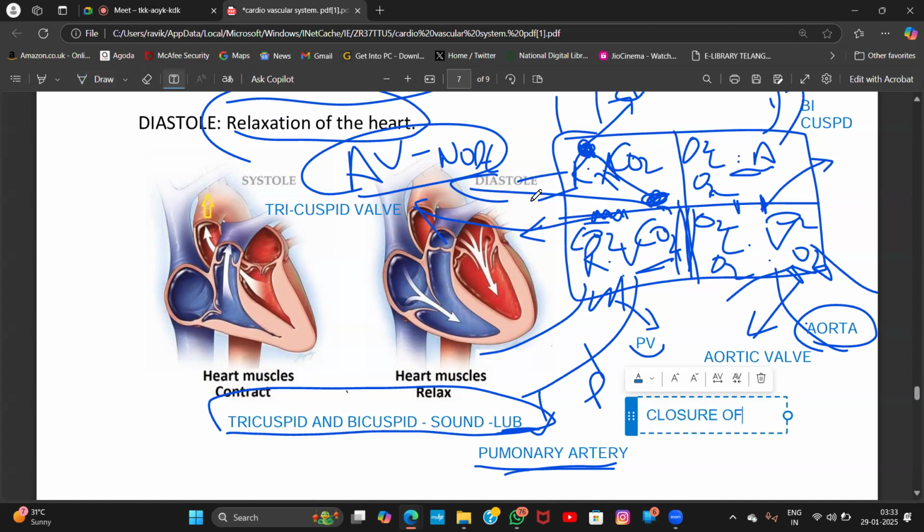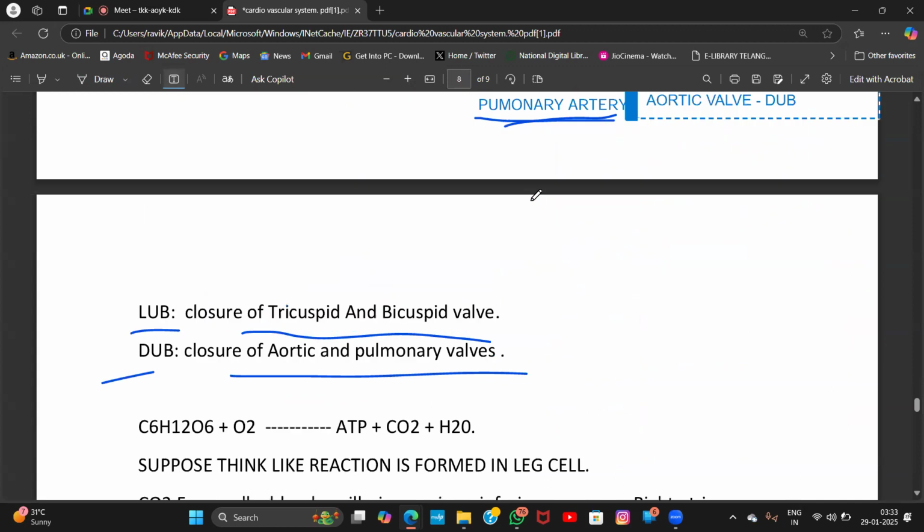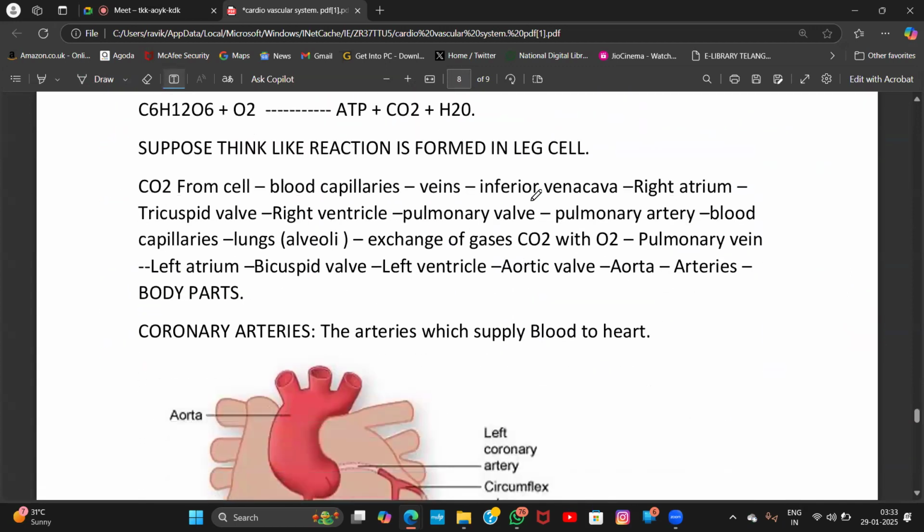The closure of pulmonary valve and aortic valve is called dup. Is it clear? Lub and dup, everyone. Clear? Okay then.